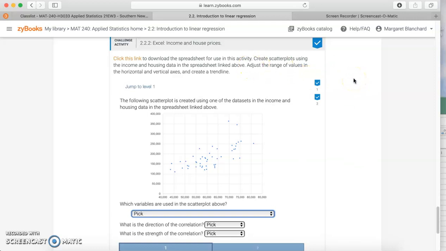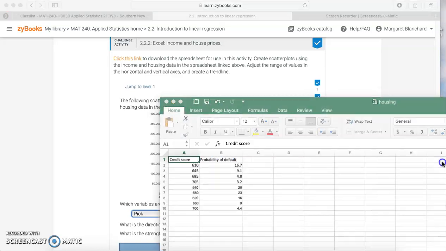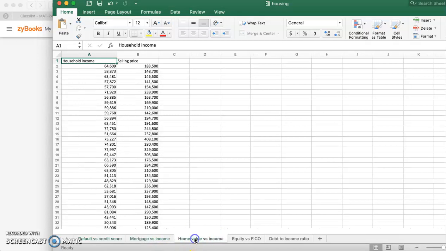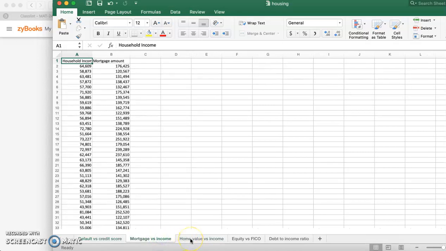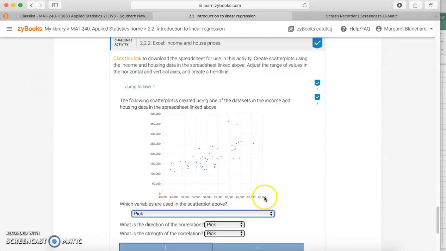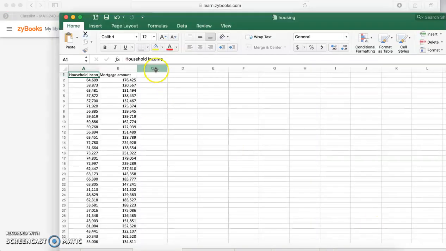Create scatter plots using the income and housing data in the spreadsheet linked above. Adjust the range of values in the horizontal and vertical axes, and create a trend line. So it says to look at income. What does it say? Income and housing data. So we don't need to look at anything except for these two tabs because that's the income and housing data tabs. So let's quickly go ahead and do our scatter plots, and then it says to adjust the axes. And look here, it goes 40,000 to 85,000. So let's see what we need to do.